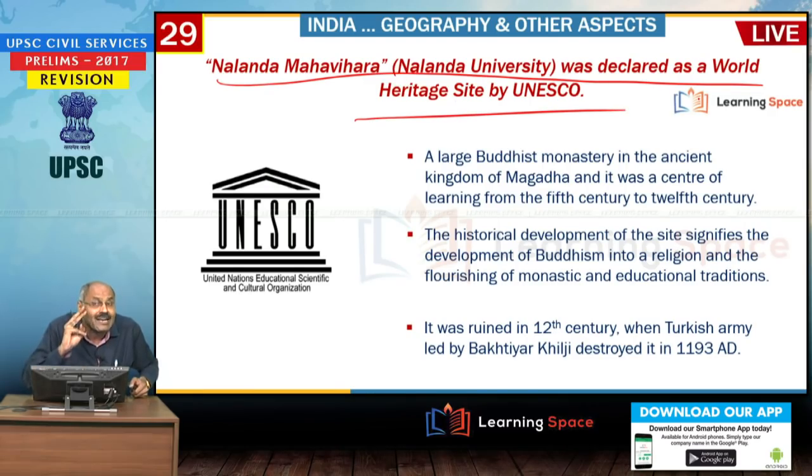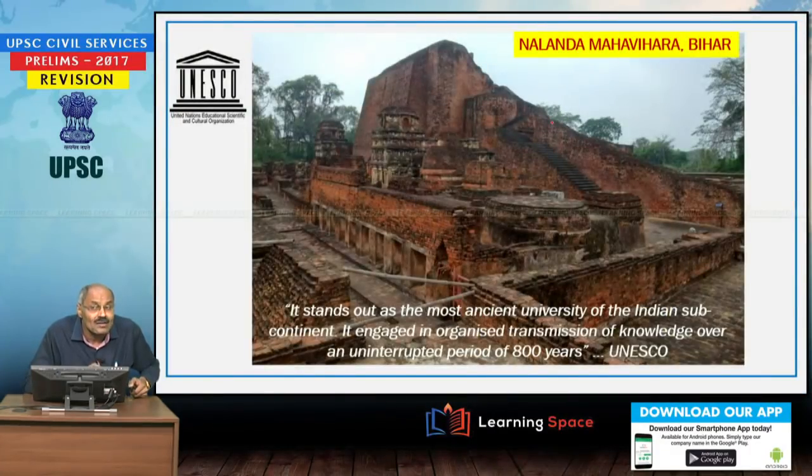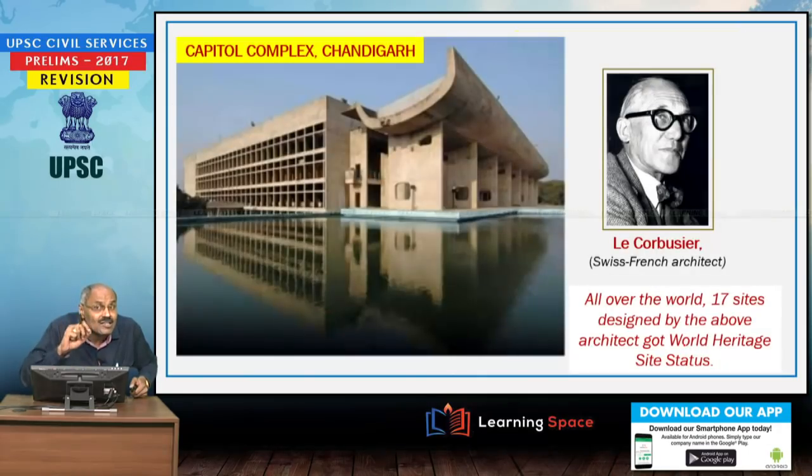Then Nalanda Mahavihara was declared as World Heritage Site by UNESCO. 3 sites were declared as World Heritage Sites almost a year ago. One is Capital Complex in Chandigarh, please do not forget. Second one is Nalanda in Bihar, then Kanchenjunga National Park in West Sikkim, right. So, this is Nalanda Mahavihara, in fact, which was the most ancient university of Indian subcontinent, and for an uninterrupted period of 800 years, it was the knowledge center.